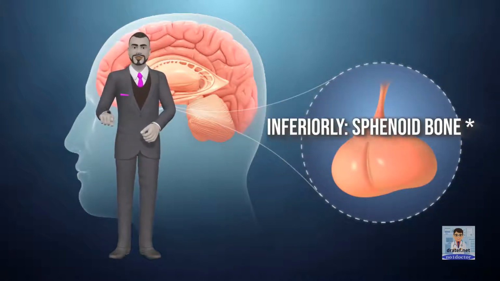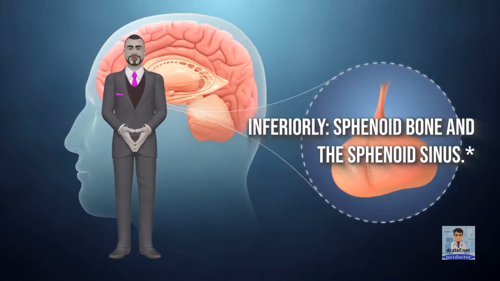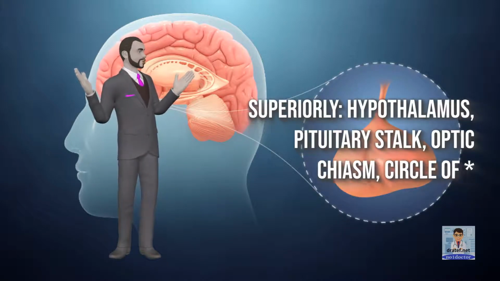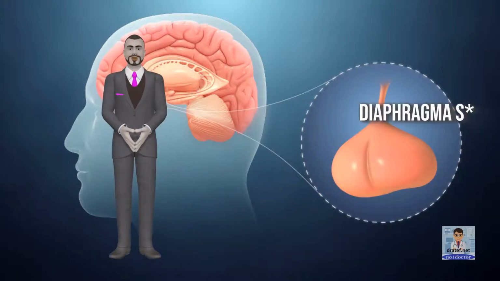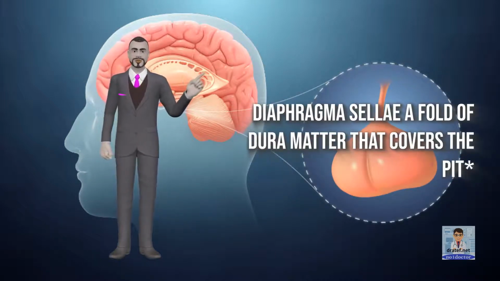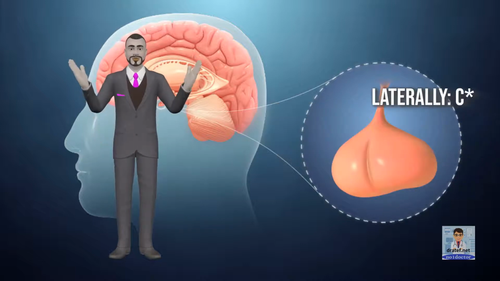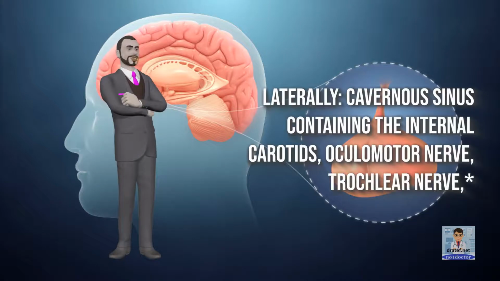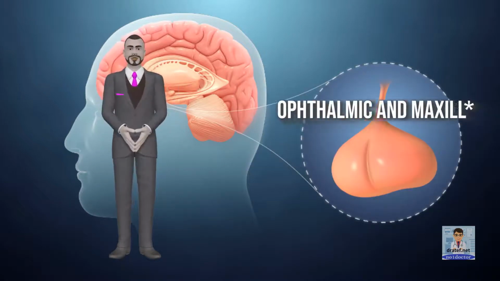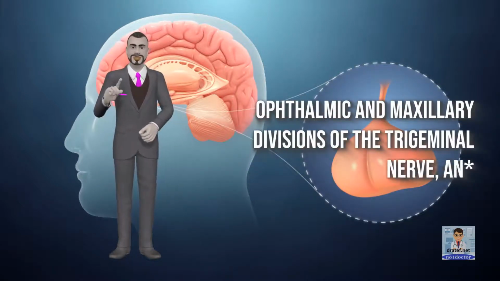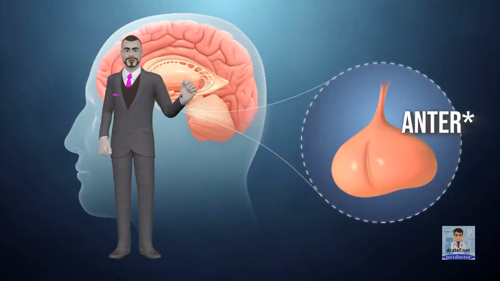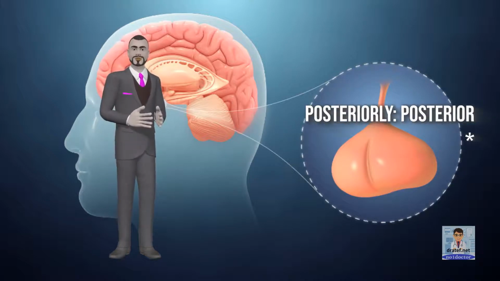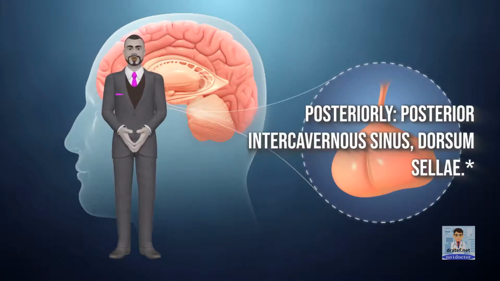Inferiorly, the sphenoid bone and the sphenoid sinus. Superiorly, the hypothalamus, pituitary stalk, optic chiasm, circle of Willis, and the diaphragma sellae, a fold of dura mater that covers the pituitary stalk. Laterally, the cavernous sinus containing the internal carotids, oculomotor nerve, trochlear nerve, ophthalmic and maxillary divisions of the trigeminal nerve, and abducens nerve. Anteriorly, the anterior intercavernous sinus. Posteriorly, the posterior intercavernous sinus and dorsum sellae.